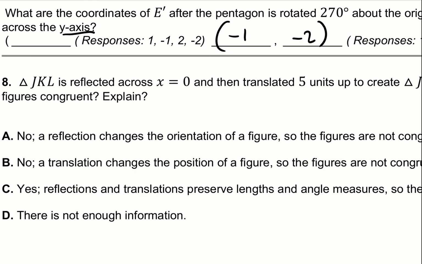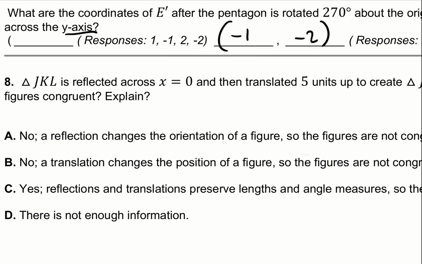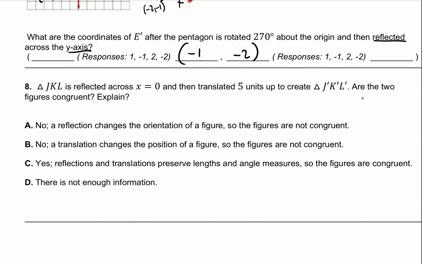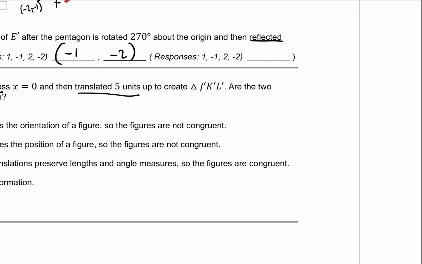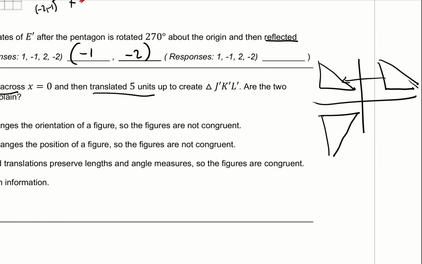Triangle JKL is reflected across x equals 0 and then translated 5 units up to create triangle J prime, K prime, L prime. Are the two figures congruent? If triangle JKL is being reflected and then translated, notice that reflections and translations do nothing to the shape of the object. They simply move the object around. If I have a right triangle and I move it around in space, it stays a right triangle. It doesn't get bigger or smaller. And if I reflect it, it does the same thing. It doesn't change size all of a sudden magically, right?